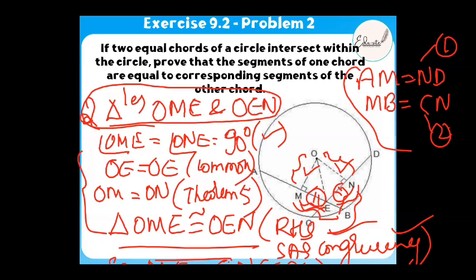Have you understood? 3m5. Why is theorem 5 used? Theorem 5, because equal chords are equidistant from the center of the circle. Okay, so M is equal to EN. Both of the triangles are congruent because of SAS congruency or RHS congruency rule. So M is equal to EN by CPCT.